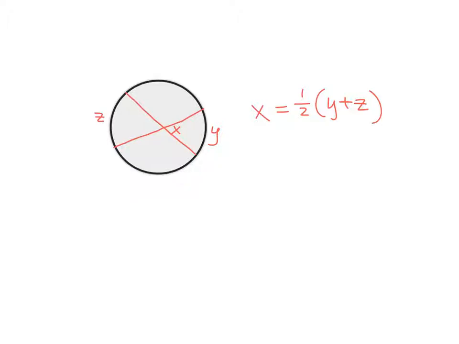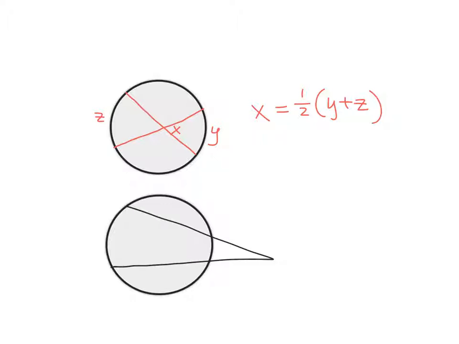When it's outside, still dealing with angles and arcs, if this is X and Y and Z, now the angle is half of the difference, the bigger arc minus the smaller arc. Okay, so that's the angles and arcs one.